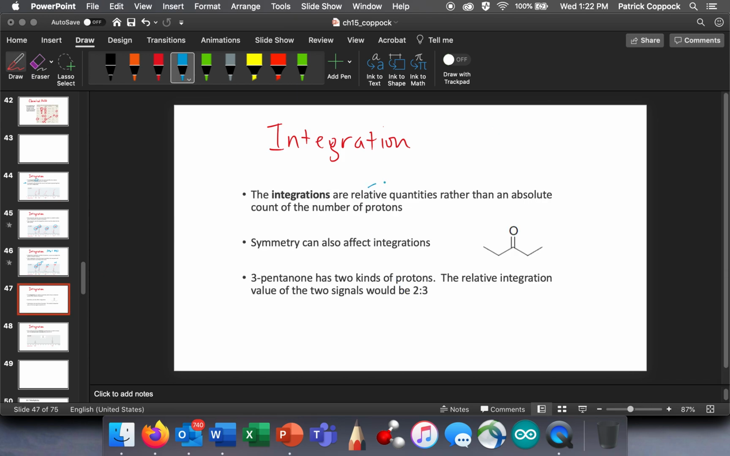The integrations are relative quantities rather than absolute counts, right? So if you were going to analyze a system like this, here's 3 hydrogens, and there's 3, and they're equivalent, right? So you're going to have one signal with 6, and here's another one, and another one, and this is probably going to be downfield a little bit, and there's only 2 hydrogens in each of those, so there's 4 here, right? So you've got 6 and 4, but that's not what the integration is going to show you. The integration is going to show you 2 to 3 because it's relative quantities, it's ratios, okay? So you're going to have to do that yourself sometimes.